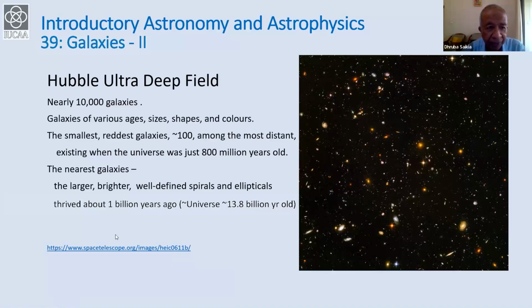So this is an image of the Hubble Ultra Deep Field, with nearly 10,000 galaxies. You can see galaxies of various ages, shapes, sizes, and colors. The smallest and the reddest, about 100, are among the most distant existing in the universe, when the universe was just about 800 million years old. The nearer galaxies are the larger, brighter, well-defined spirals and ellipticals. They took this in a region of the sky where there were no bright stars so that you could see deep into the sky. But in this small region, there are about 10,000 galaxies or so.